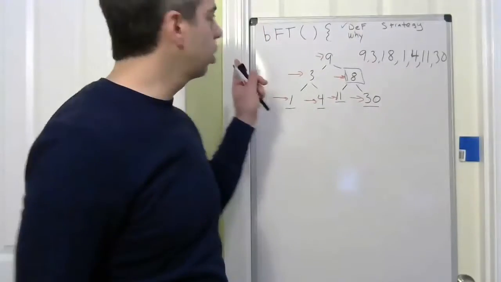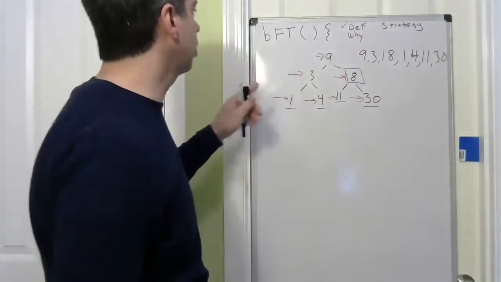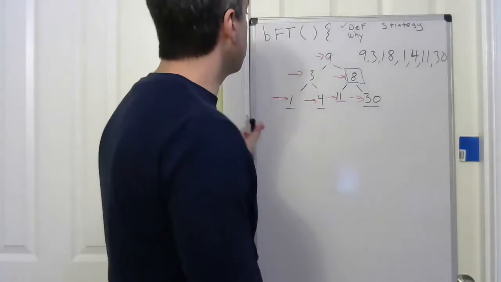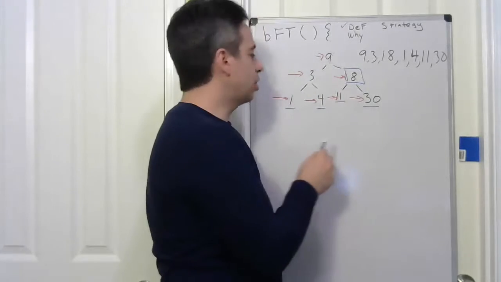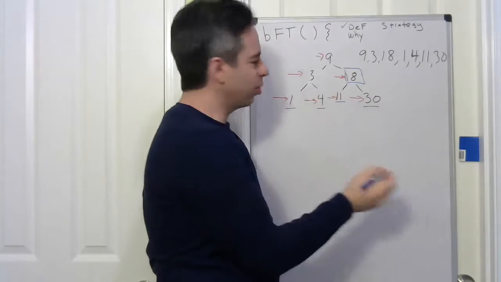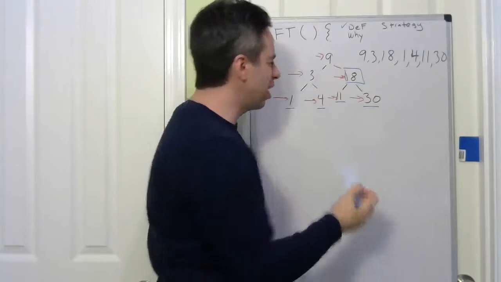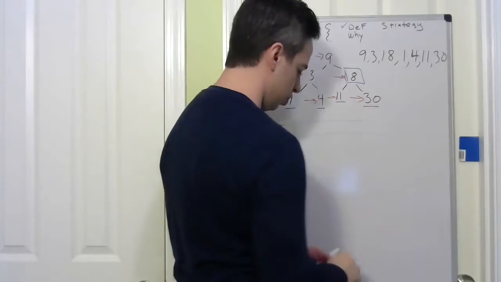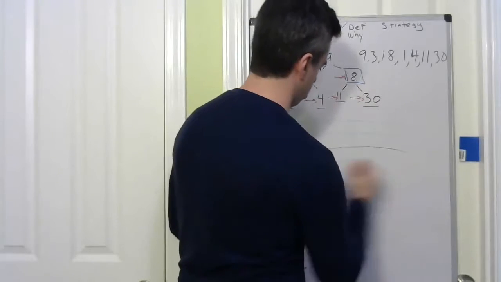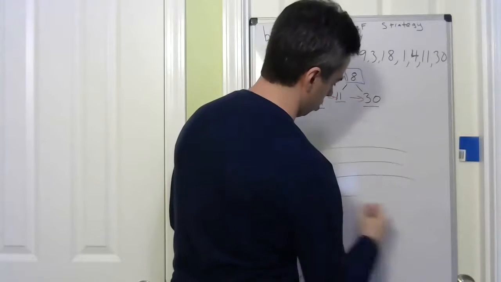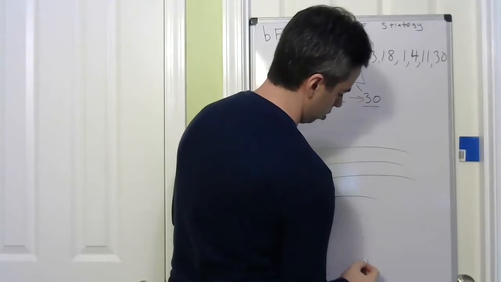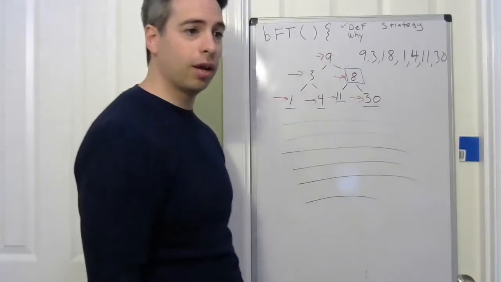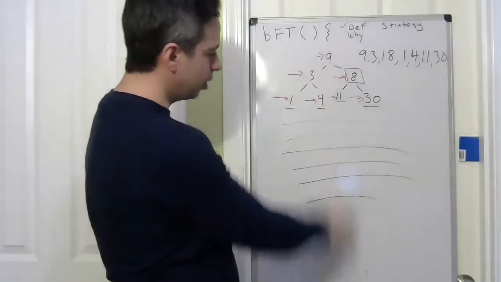Why do we use breadth-first traversal? The reason we use breadth-first traversal is because our value might be close to the top. In this case, we don't really see a lot of savings, but let's say we just had a tree that was very deep, with many, many levels.